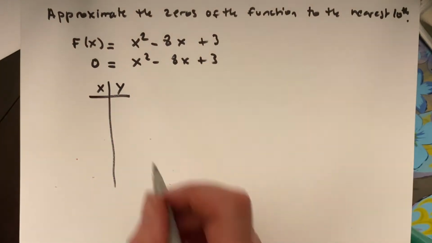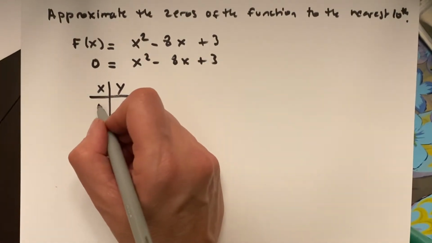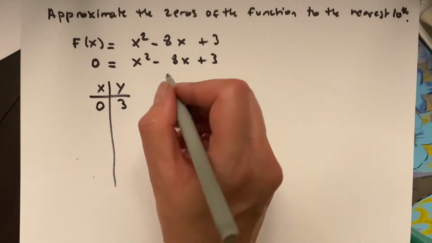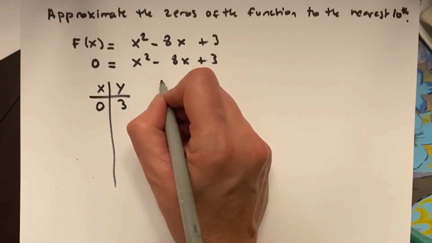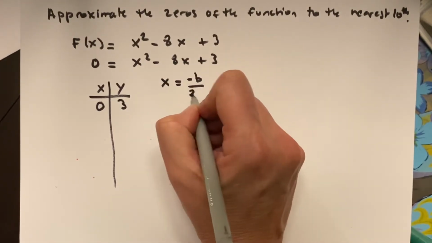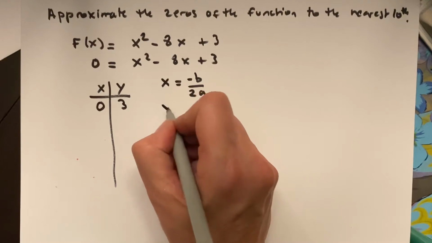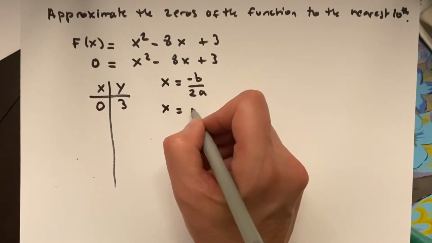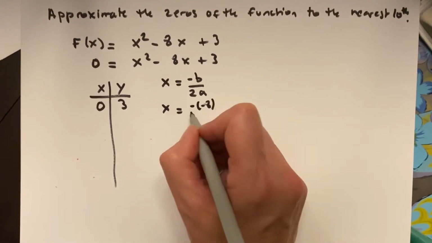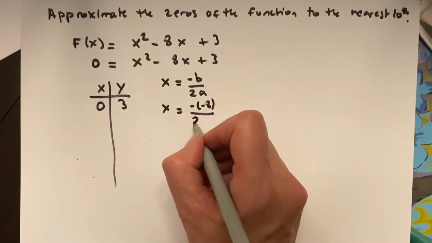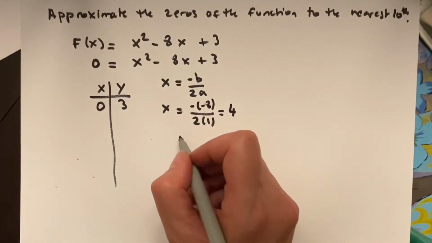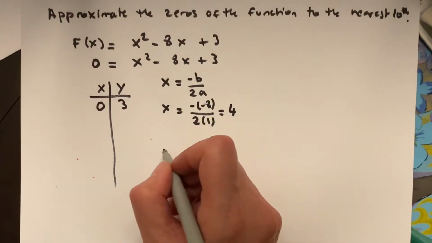I'm going to make my points. So if x is 0, y is 3. Here's my intercept. I'm also going to use all the tools at my disposal, and I'm going to find my axis of symmetry, which is negative b. It's a negative 8, so it's a positive 8 over 2a, which is 1. So 8 over 2 is going to give me 4. So my axis of symmetry is 4.